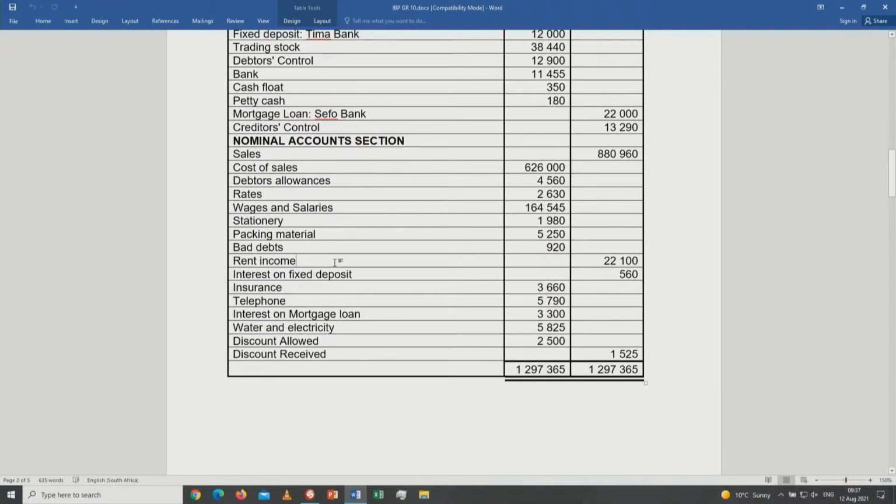Rent income. Look at 22,000. It's on the credit side. Remember I said to you, on the debit side of our profit and loss account, we record our expenses, and then on the credit side, we record our incomes. Now, therefore, here we'll record rent income. And then the rent income that appears is 22,000. The balance is 22,100.